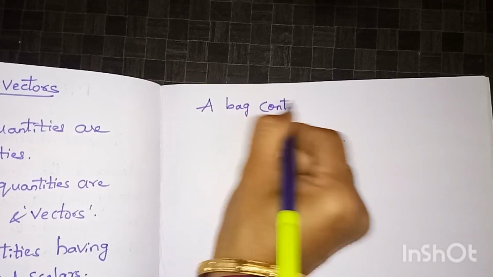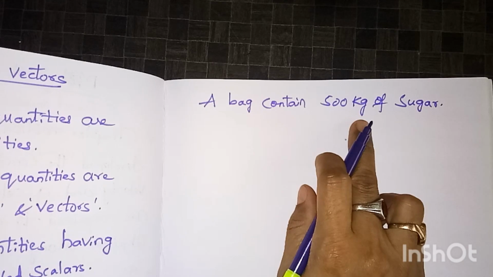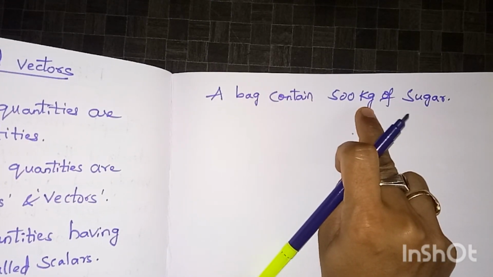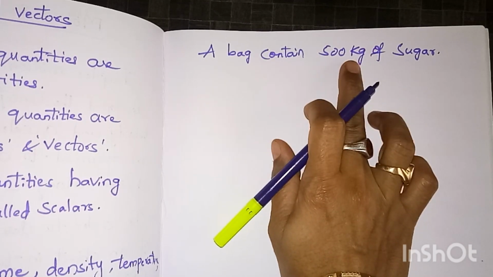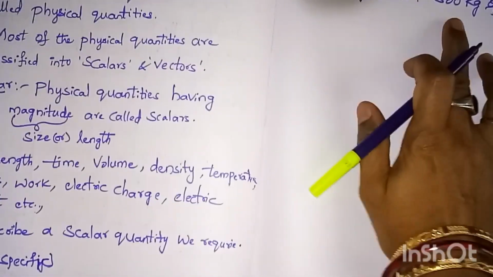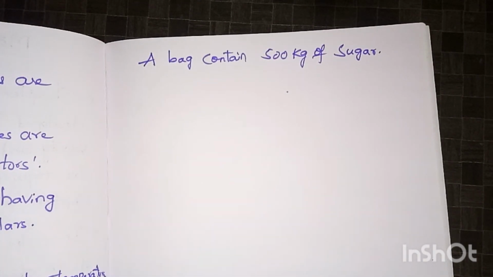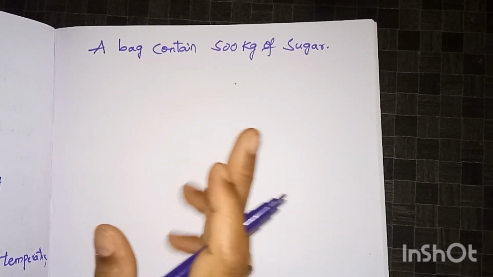Suppose a bag contains 500 kg of sugar. In 500 kg, kg represents the specific unit and 500 represents the number of times the unit is contained. This represents mass, and it is a scalar quantity. So a scalar quantity means a physical quantity having only magnitude, which should contain a unit and the number of times that unit has been contained.